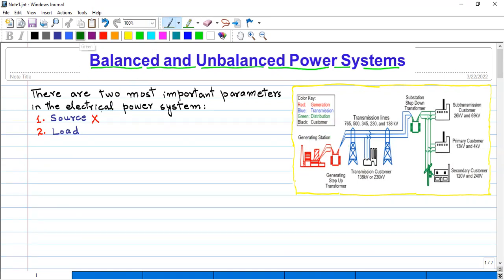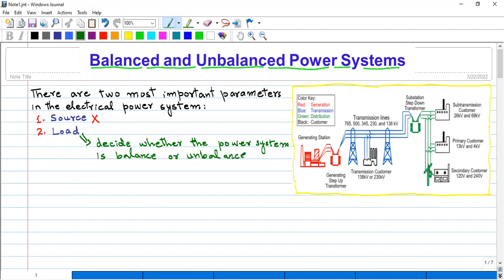So the second most important parameter is the load. Load basically decides whether the power system is balanced or unbalanced. So first of all, we will discuss what a balanced system is.